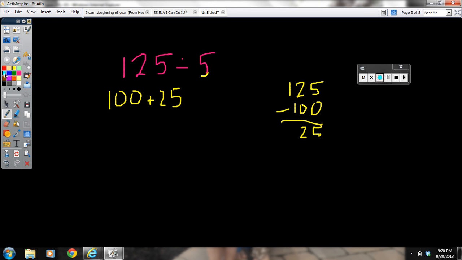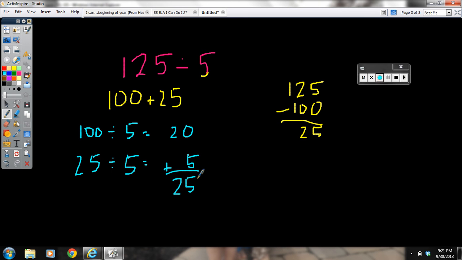Like we were doing in those last steps, you take the 100, divide it by the divisor, which is 5, and you take the 25, divide that by 5. Once you take these two numbers, you add them together, and you get your final quotient. 100 divided by 5 would be 20. 25 divided by 5 is 5. Take those two numbers, add them together, and you get 25 as your answer. 125 divided by 5 equals 25.